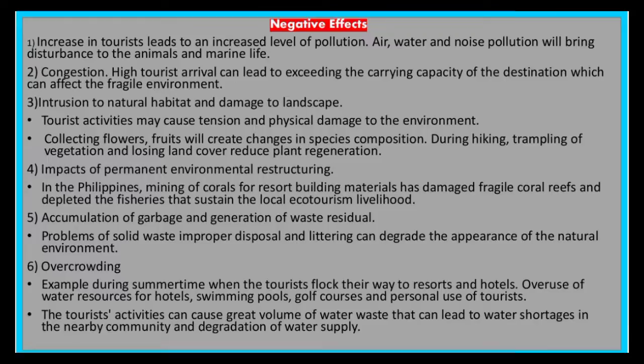Third, intrusion into the natural habitat and damage to the landscape. Tourist activities may cause tension and physical damage to the environment. They can affect the landscape because they will rebuild or re-landscape the environment. Collecting flowers and fruits will create changes in the species composition, and during hiking, trampling of vegetation and loss of land cover reduce plant regeneration. So this is very common.